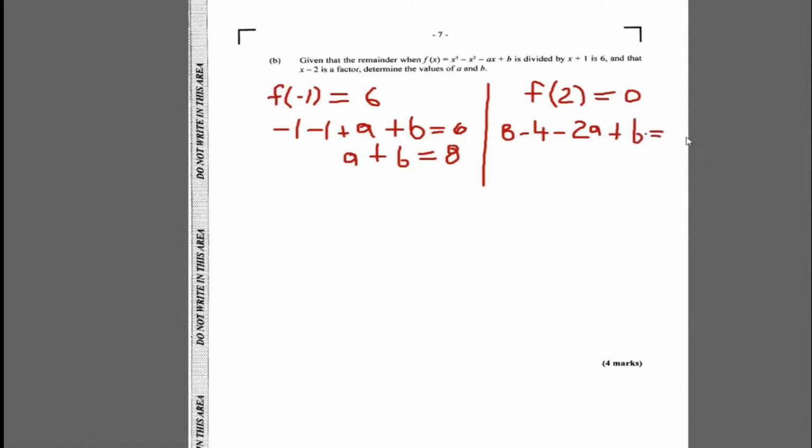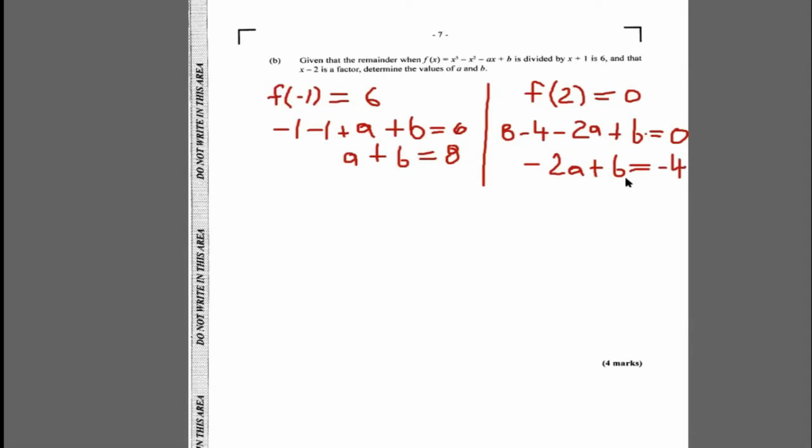Now, all we have now is a simultaneous equation to solve. So we can write it like this. We can say this is minus 2a plus b, and that's equal to negative 4. 8 minus 4 is 4. Bring it over the other side, it's minus 4. So that's what we have.